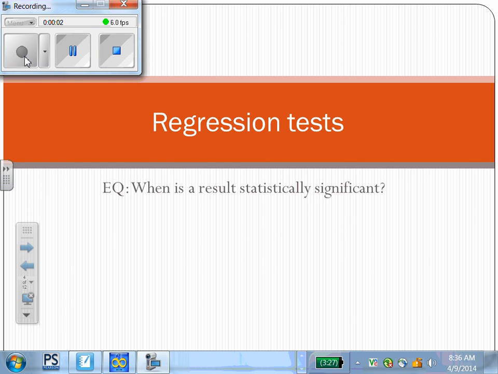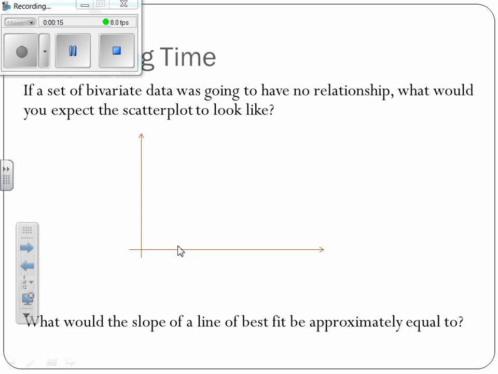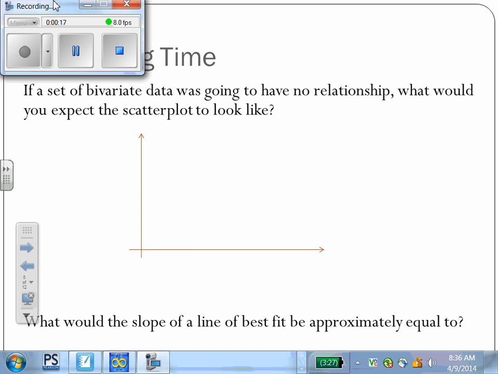So in this video, we're going to take a look at what it looks like to do a regression test on slope to determine if maybe there's a linear relationship between two variables. So a quick thought here.